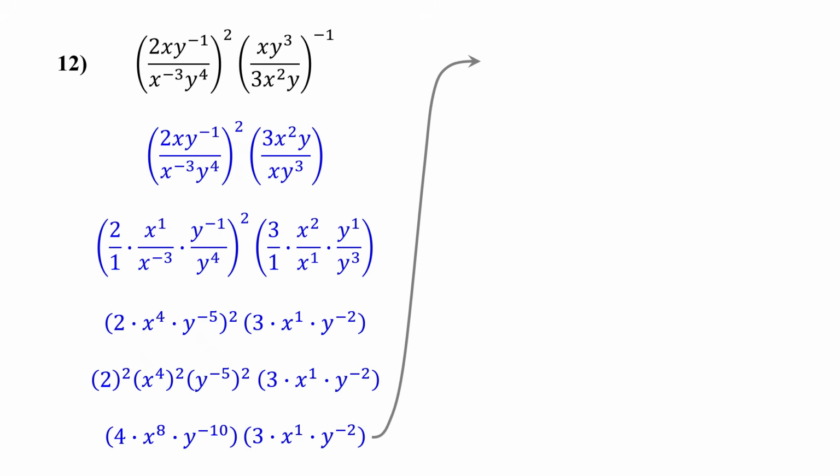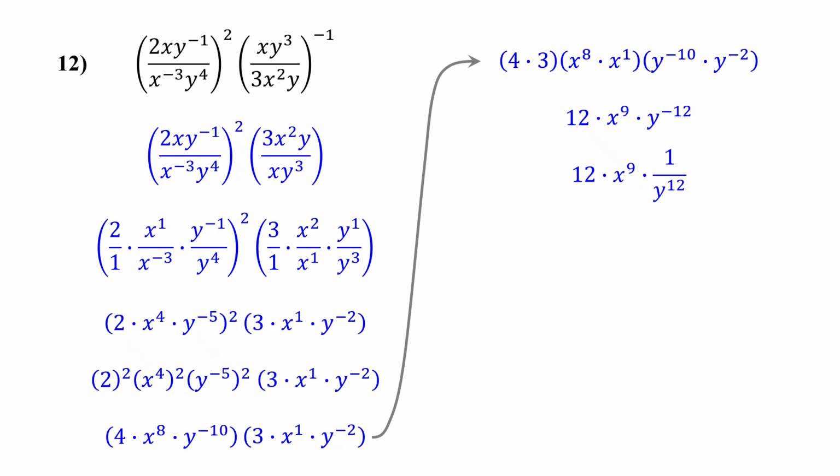Now multiply the results together. Group the coefficients together and the like base variables together. 4 times 3 is 12. For the variables, keep the base and add the exponents. So for x, 8 plus 1 equals 9, giving us x to the 9th. For y, -10 plus -2 equals -12, so we get y to the -12th. Now rewrite the negative exponent. Y to the -12th becomes 1 over y to the 12th. So the simplified expression is 12x to the 9th over y to the 12th.